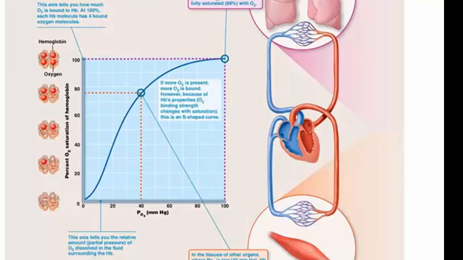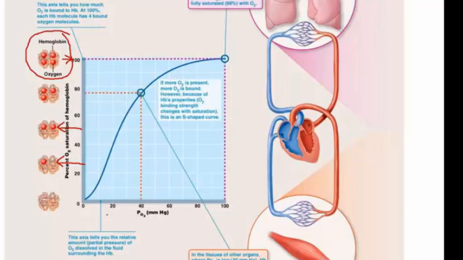So how does this graph relate to oxygen binding in the alveoli versus the tissue? Here, this is from your textbook, and I really like these diagrams because it shows you these red balls are the oxygen. It shows you the 4 oxygens at 100% saturation, and then here's 50% saturation with 2 oxygens, 25% with 1 oxygen. So I just really think that's a good way to show it.